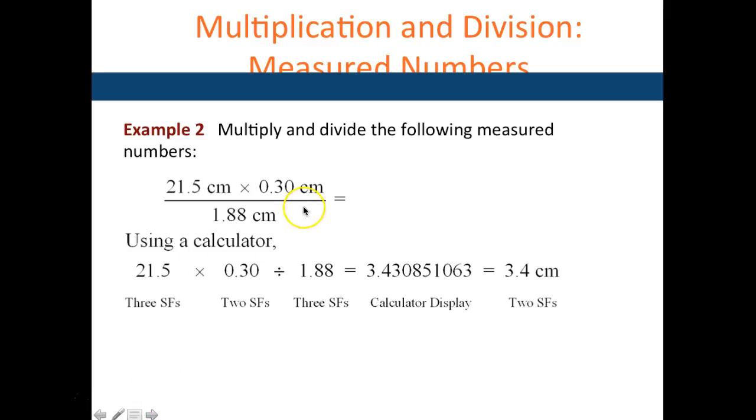Again, the same rules apply for multiplication as well as division. So you look at the numerator and the denominator. So 3 here, but 2 here. So your final answer should be 2 sig figs. And then when your display comes out like so, you still want to round it to 2 sig figs, which would be 3.4.